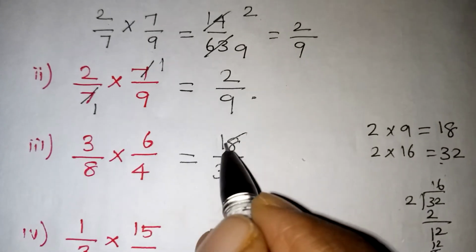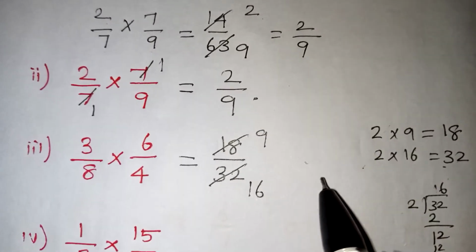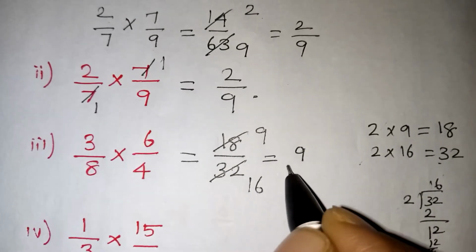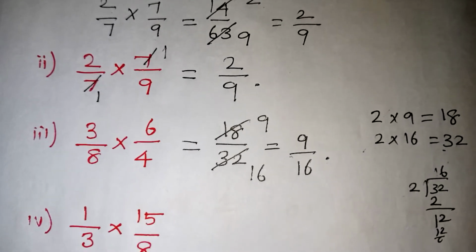Let us cancel. So 2 9s are, 2 16s are. You should not write this 2. That is the common table we are using. For 9 and 16 we don't have any common table. So you just write your answer as it is, 9 by 16. That is your final answer.